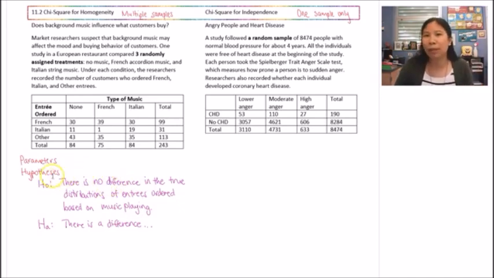Because the alternative hypothesis then is the opposite. There is a difference in the true distributions of entrees ordered based on the music playing. I just write "..." because it would repeat.